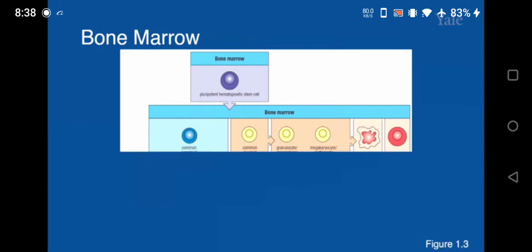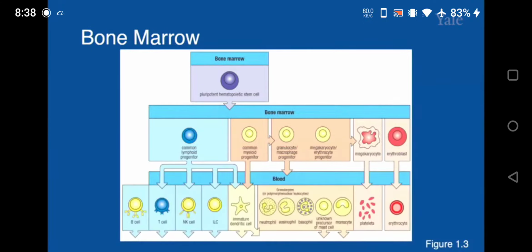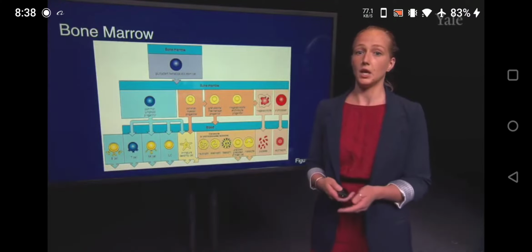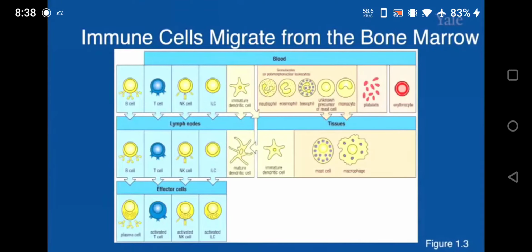From the bone marrow, the pluripotent hematopoietic stem cells develop into the common lymphoid progenitor cell and the common myeloid progenitor cell. Both of these components subsequently give rise to a variety of different components of immune cells. From the bone marrow, a majority of immune cells will migrate into the blood, and subsequently they'll migrate into either lymph nodes or tissues, a variety of other places within the body, and potentially some of them will further differentiate.